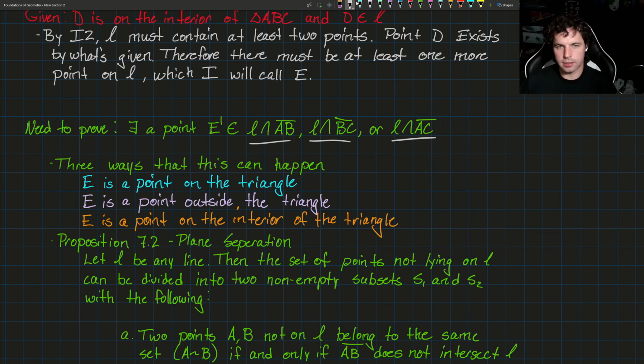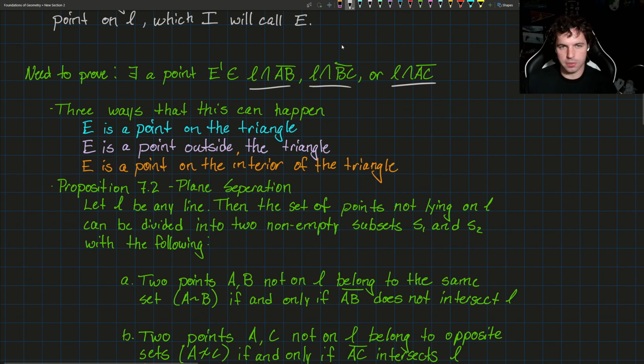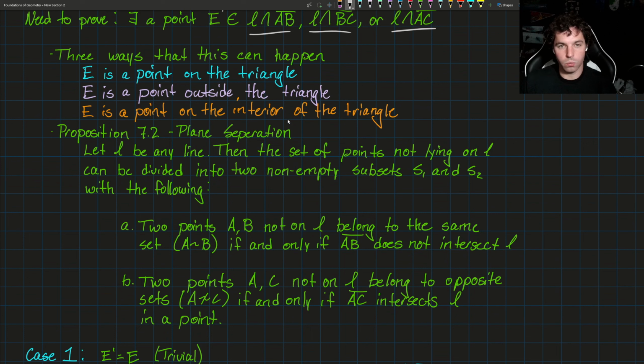So I split this up into 3 ways. There are 3 ways that this can happen. Either E, our point E prime, I guess I'll just call this E. E is a point on the triangle, E is a point on the outside of the triangle, or E is a point on the interior of the triangle. And actually, I'm going to leave this as E prime. Okay, so again, 3 different cases. And in order to prove that, we're going to be using a lot of proposition 7.2, which is plane separation.